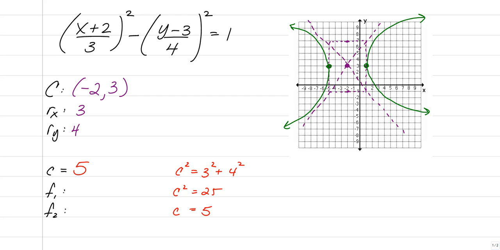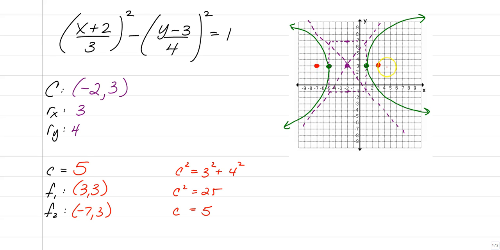Now, if you remember what I said about ellipses, the foci is always inside of the graph. So 5 units to the right would be 1, 2, 3, 4, 5 units to the right, and 1, 2, 3, 4, 5 units to the left, because you must be inside the graph. Okay, so the coordinates would be (3, 3) and (-7, 3).